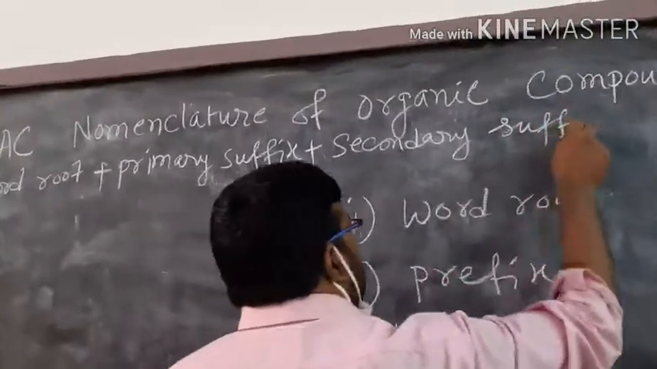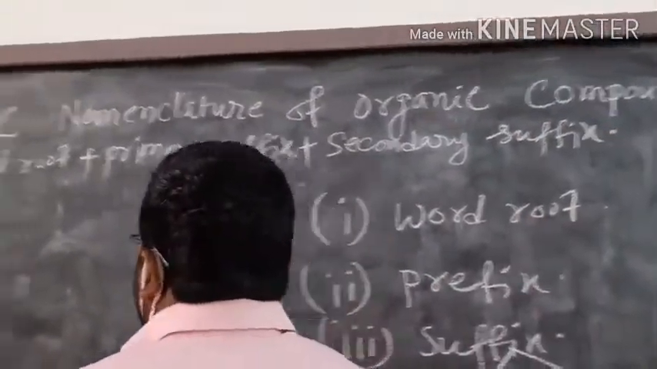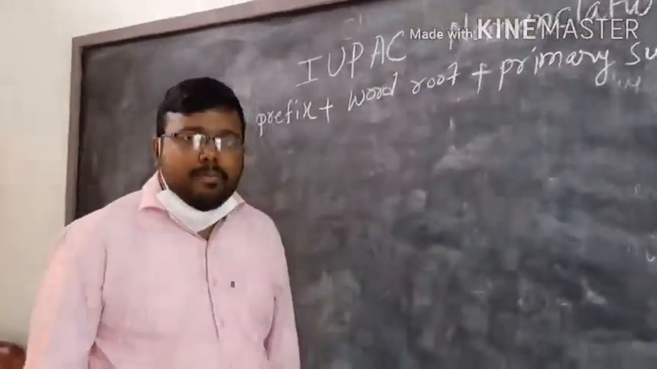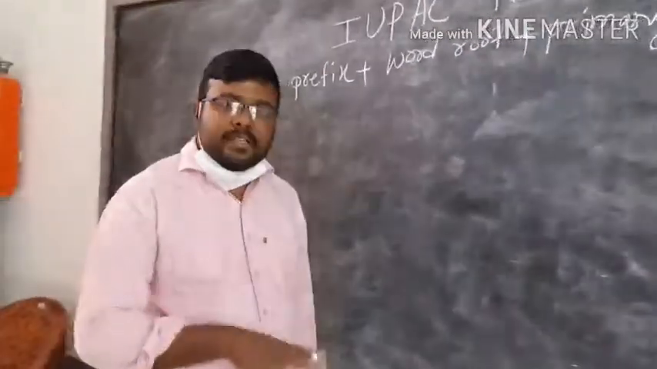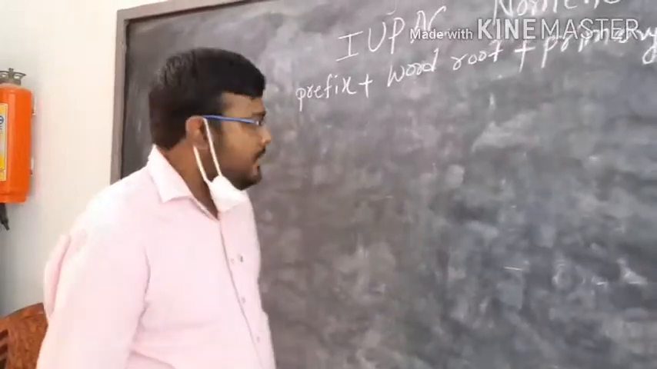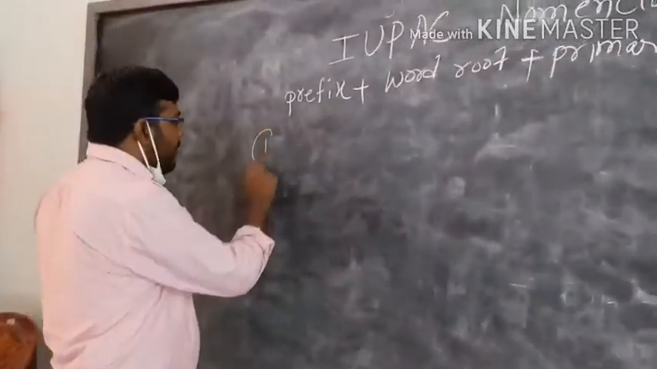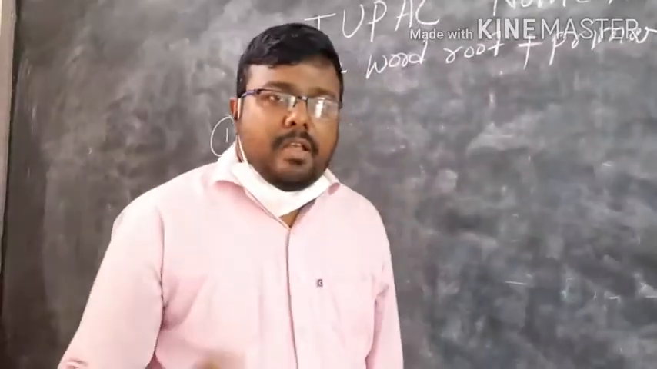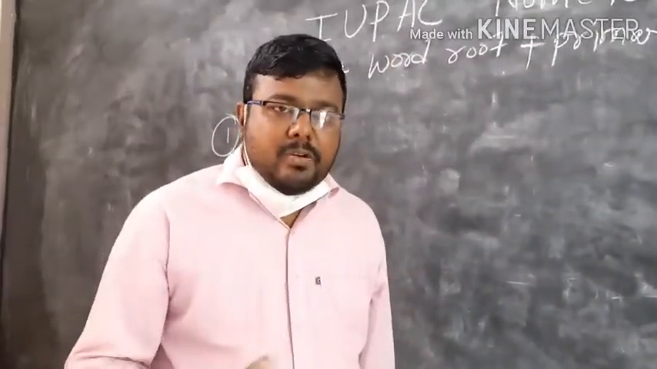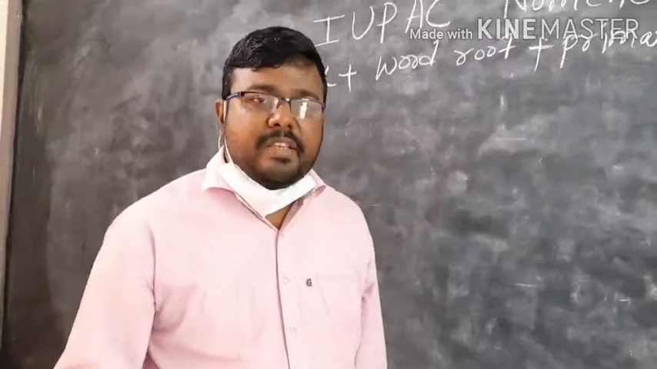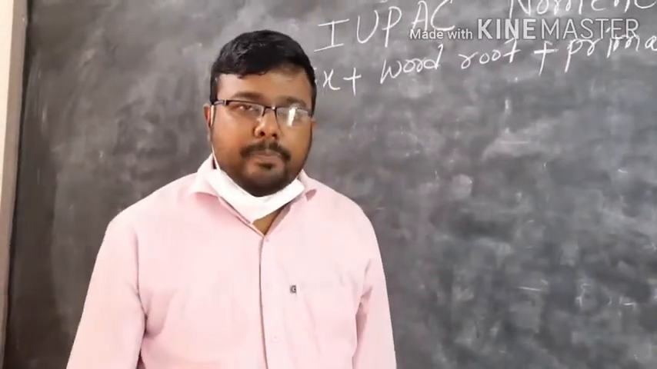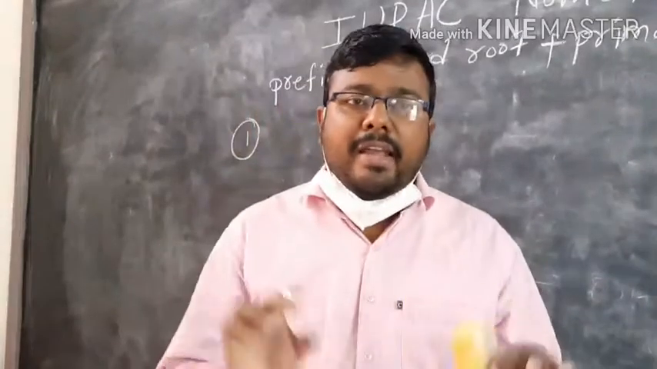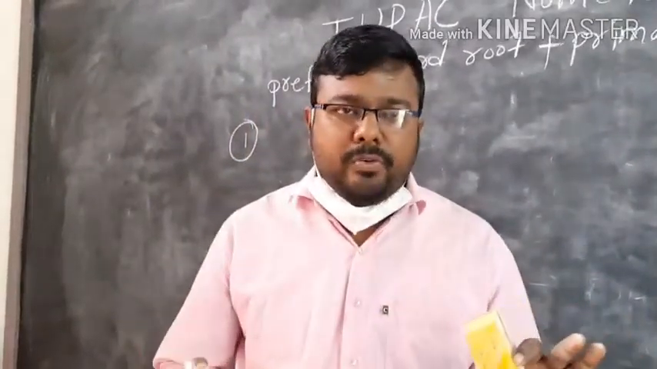Now we'll be discussing the general rules for nomenclature of hydrocarbons. Hydrocarbon means maybe a straight chain or a branched chain hydrocarbon. First, we will start with the general rules for naming of hydrocarbons. The first rule is the longest chain rule. First, you have to select the longest carbon chain present in the organic compound.